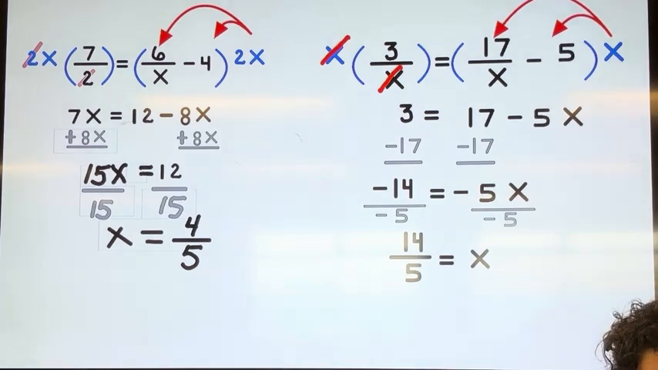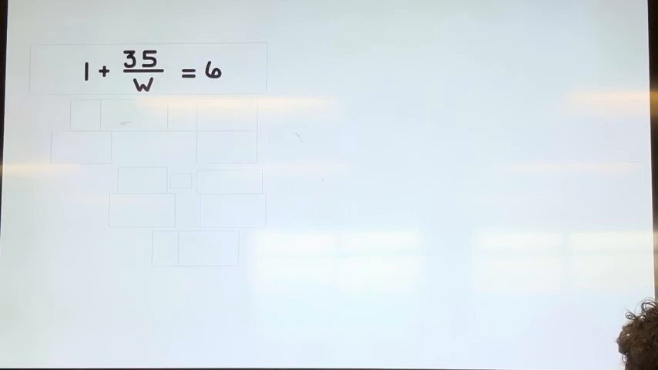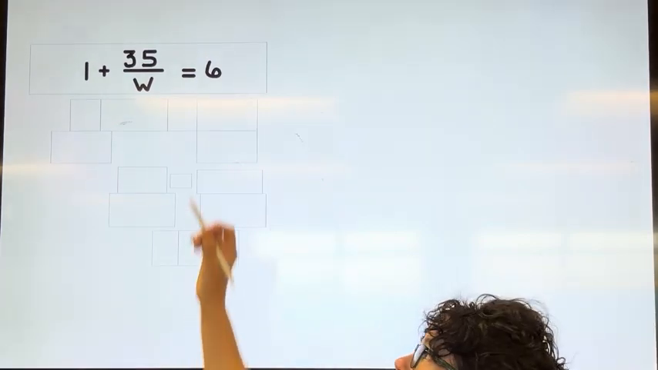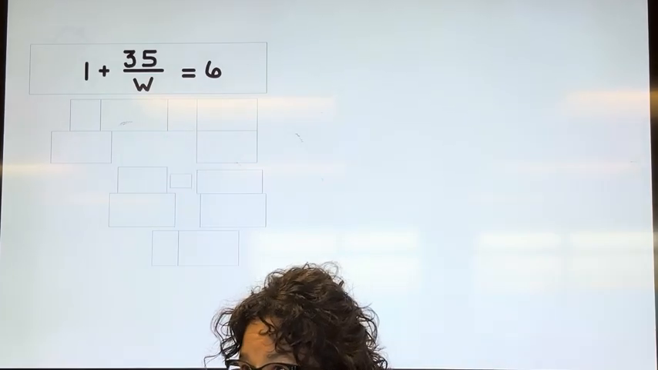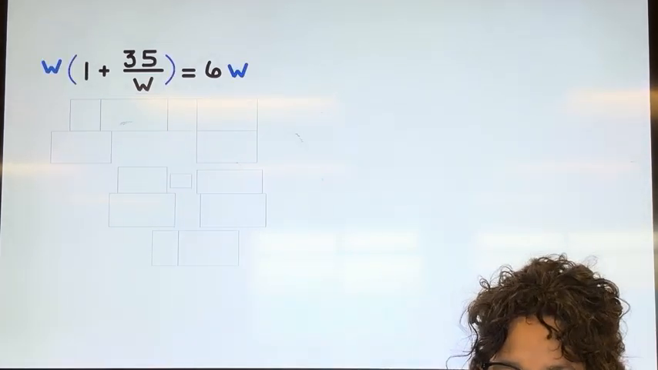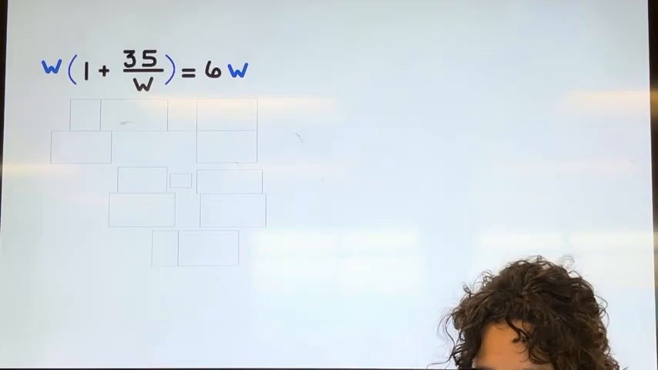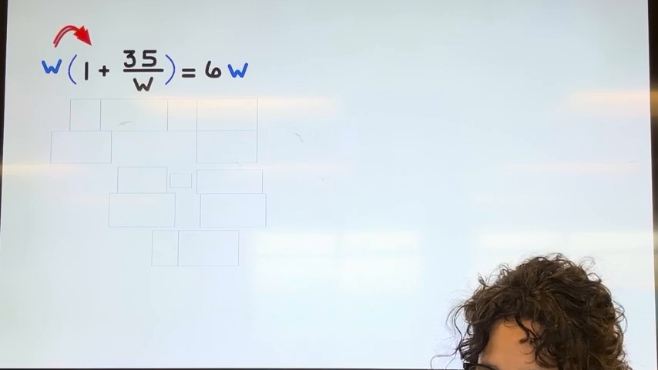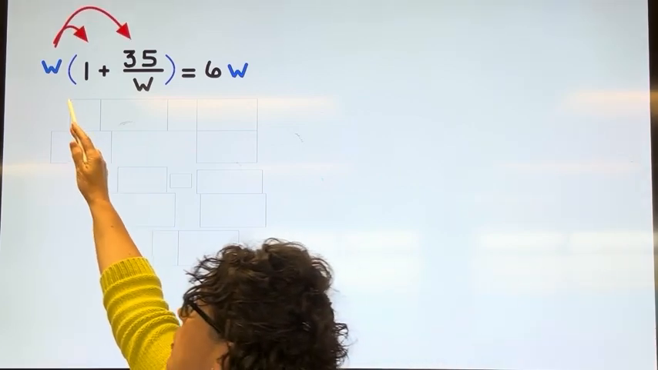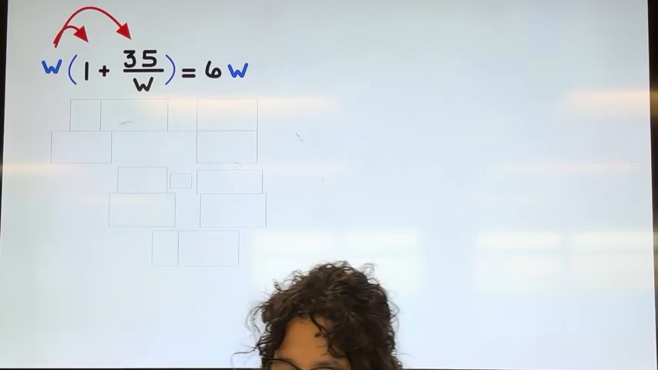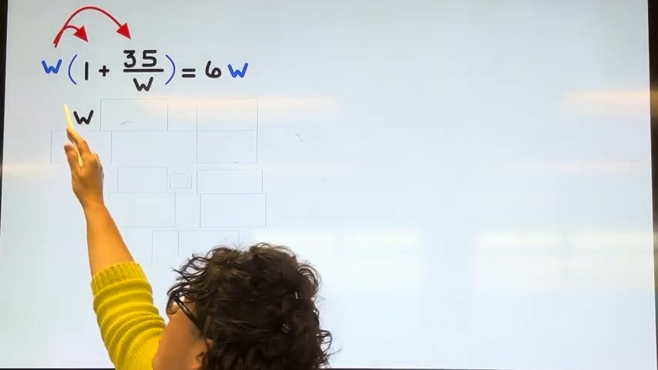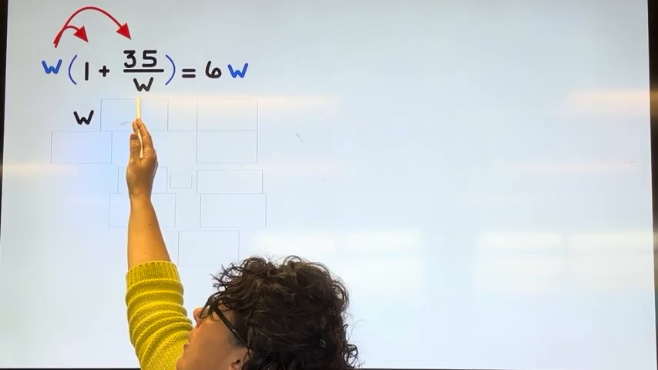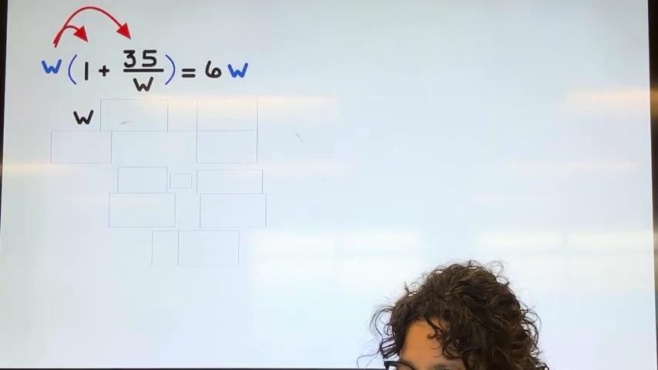Okay, one last example here. In this one, the only fraction I have is here, and the denominator is w. So I'm going to multiply both sides by w. When I multiply the left-hand side by w, I'm going to need to distribute that w through. If you take w multiplied by 1, that's going to give you w. Then w times this fraction, the w cancels the w in the denominator, and I'm left with just plus 35.